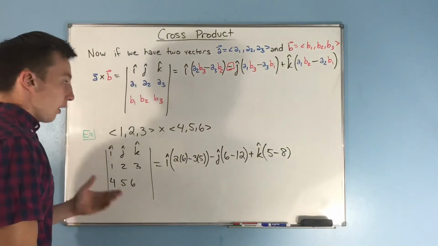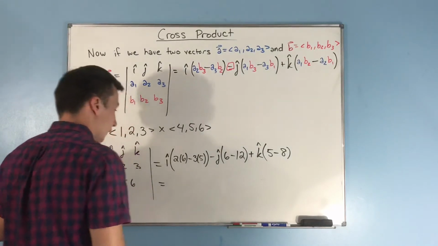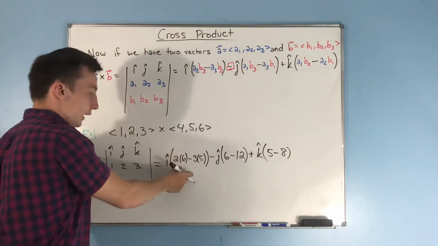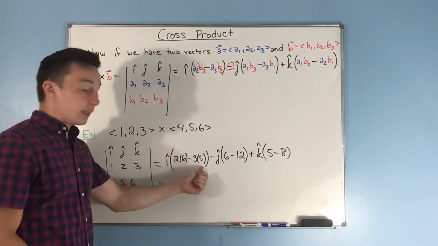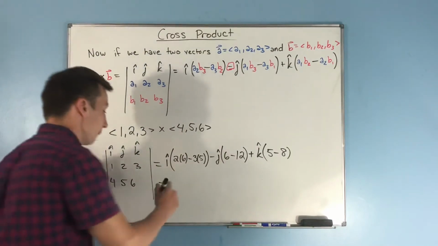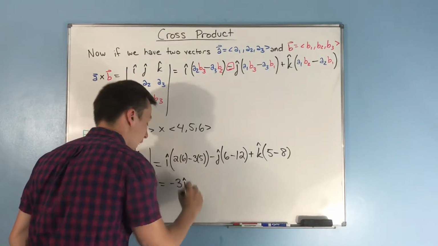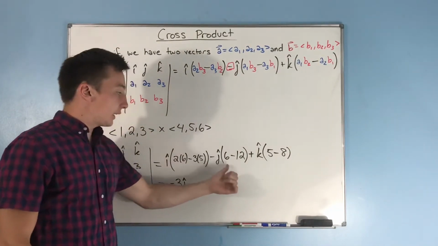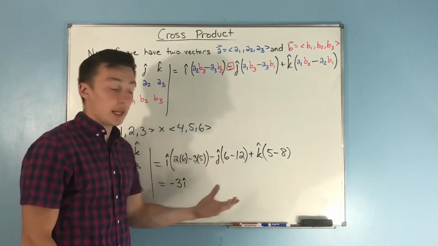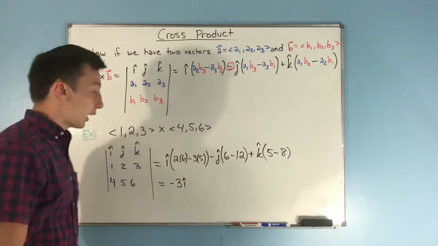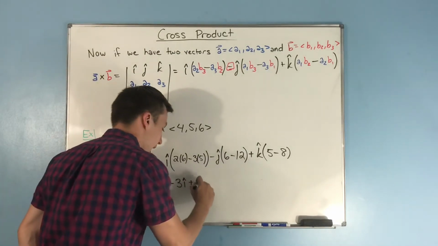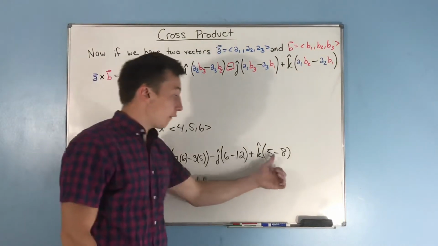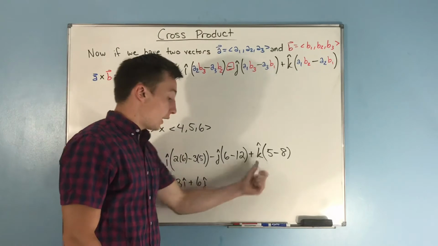Now this is going to be equal to: you have i hat times 2 times 6, which is 12, minus 3 times 5, which is 15. That gives us negative 3, which gives us negative 3i. Next, we have minus j hat times 6 minus 12. So 6 minus 12 is going to be negative 6. We multiply that by negative 1 here to get plus 6 j hat. And lastly, we have 5 minus 8, that's negative 3, so we get a negative 3 k hat.